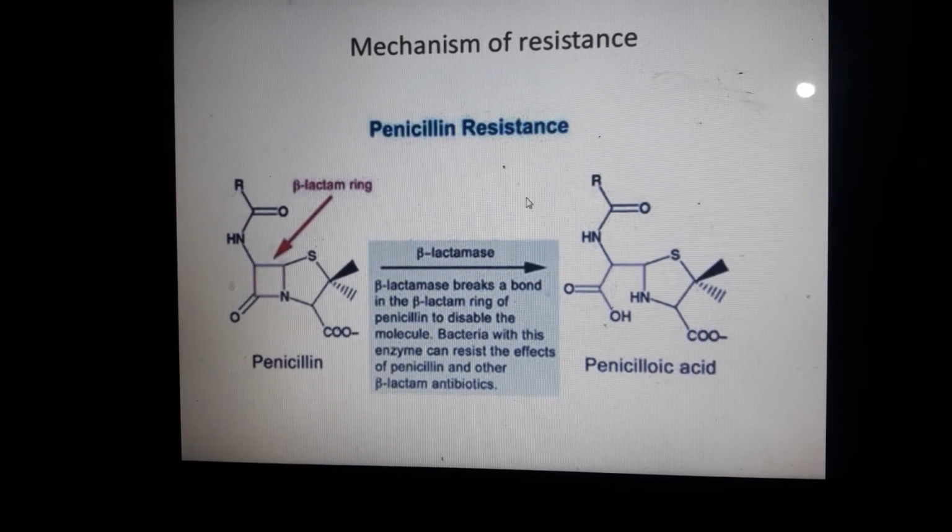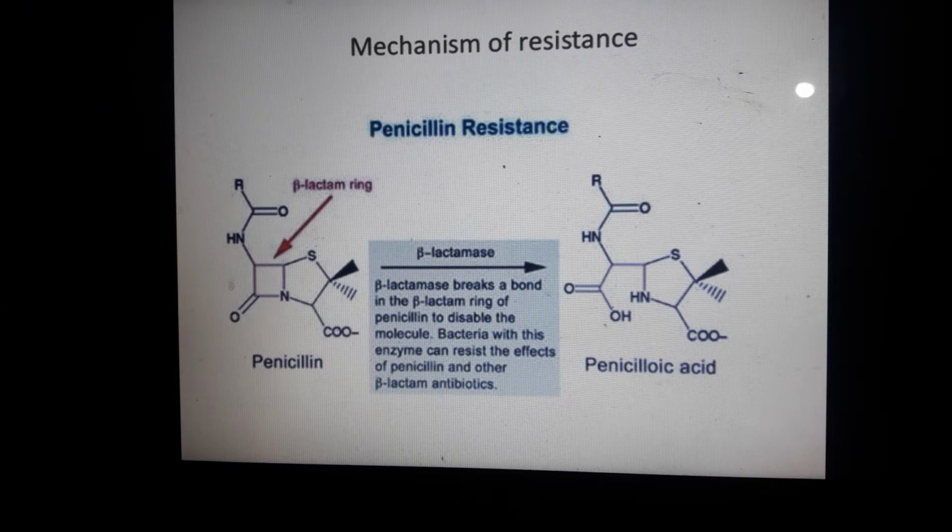So for mechanisms of resistance, we have penicillin resistance. Here we have the penicillin. ß-lactamase breaks a bond in the ß-lactam ring of penicillin to disable the molecule. So that is one mechanism wherein the ß-lactamase bacteria are going to break the ß-lactam ring, which disables the structure of the penicillin, which will be converted to penicilloic acid, which is considered to be unstable or inactive already. So bacteria with this enzyme can resist the effects of penicillin and other beta antibiotics.